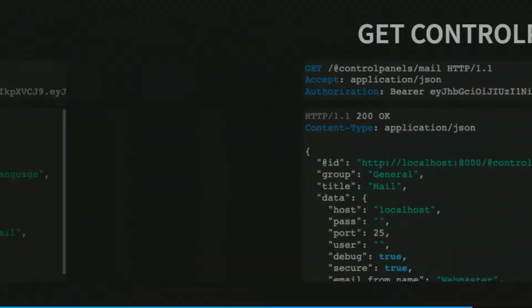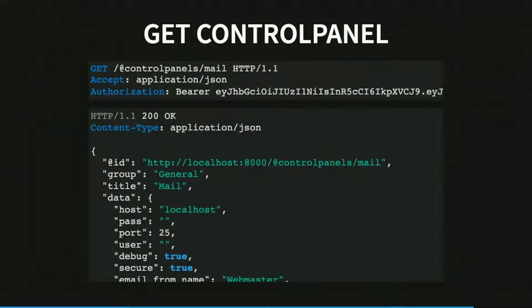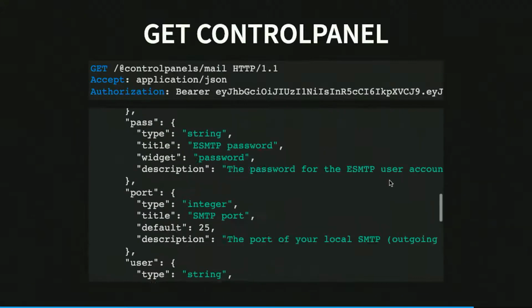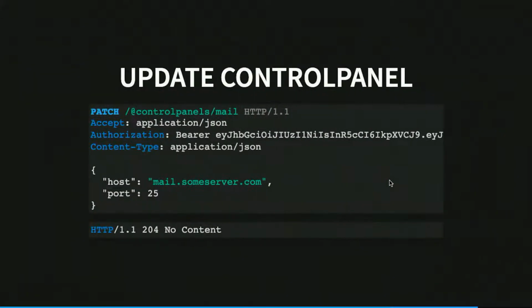Then if we want to fetch all the control panels, we have the control panels endpoint, and we'll just get a list of those. And if we want to fetch one specific one, we can do with the get call on that one and update. Obviously, we can set the values of our control panel. So if you want to update the mail settings in this case, we just pass on those values there.